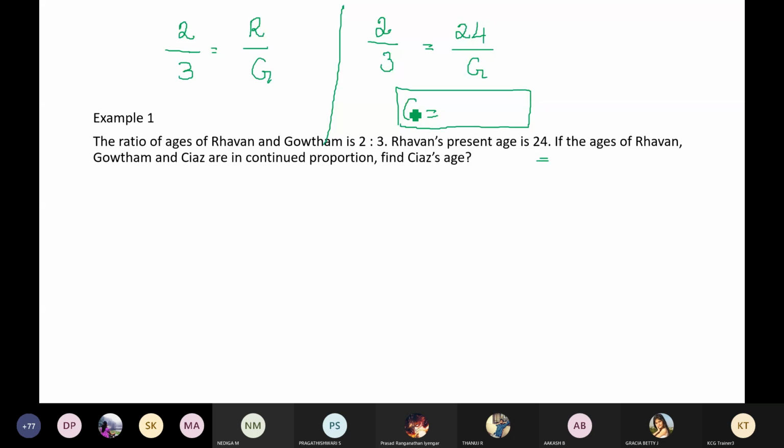Very good, super brother. Because upon cancelling it by 2, you get 12. 12 threes are 36. Okay, done. So that data is used. So what does the next line say?